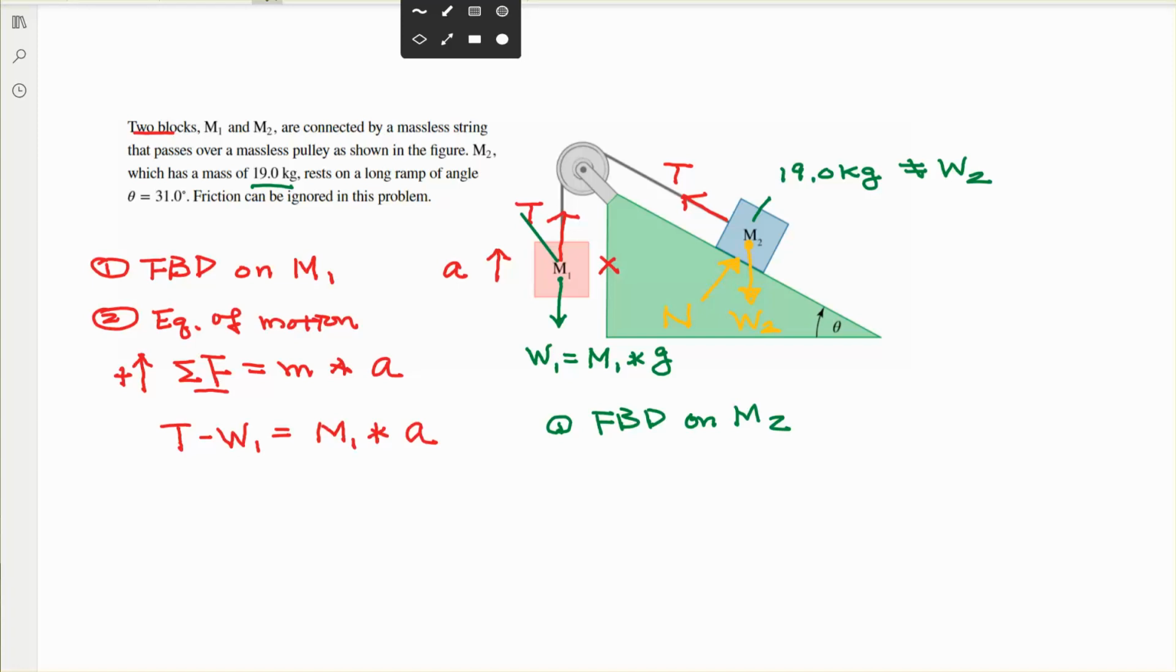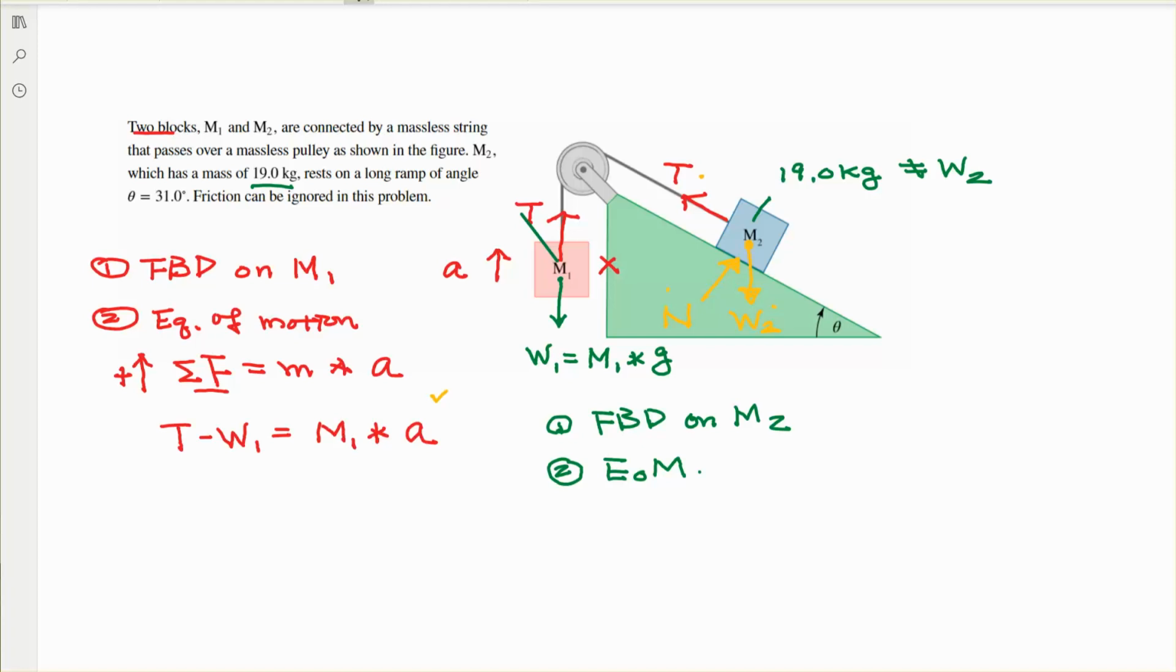Now, if you look at this one here, you have T, you have N, you have W2, so you have 3 different forces. The question here is how do you analyze this? How do you write the equation of motion like this? That will be the challenging part for some people. So let's look at the equation of motion.